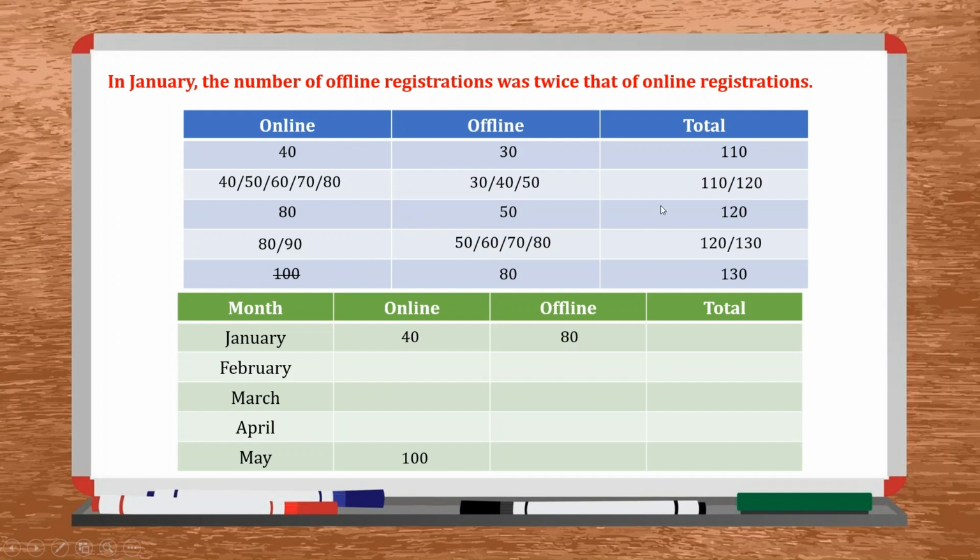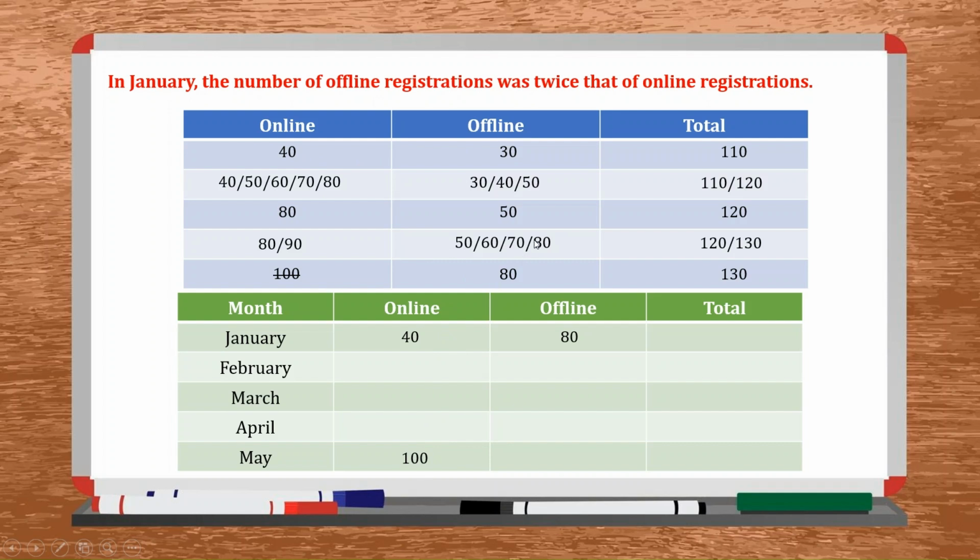Now, see the beauty of this blue table that we have. This 40 can be the first value of online or the second value of online. I mean, there can be two 40s here. So if I have to place another 40 in the online column in the green table, I can still do that. Hence I am not striking it off.